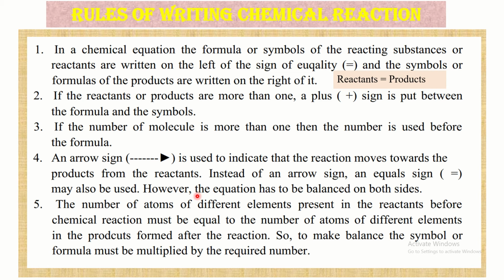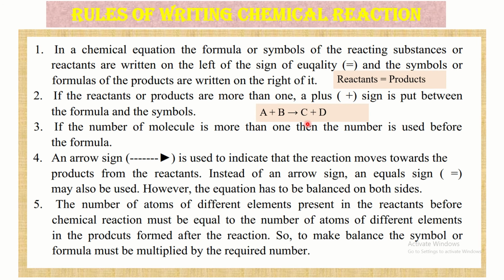Now, rule number 2. If the reactants or products are more than one, a plus sign is put between the formulas and the symbols. If there are 2 or more reactants, or if there are 2 or more products, then between these reactants and between these products, one plus sign will be put like this. Look, here there are 2 reactants A and B. So this plus sign is put between this A and B, A plus B.